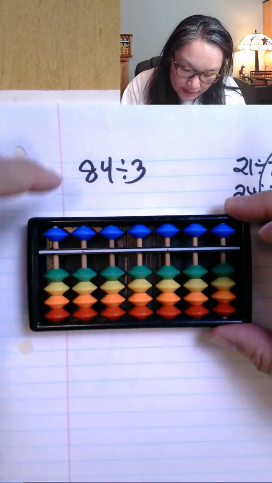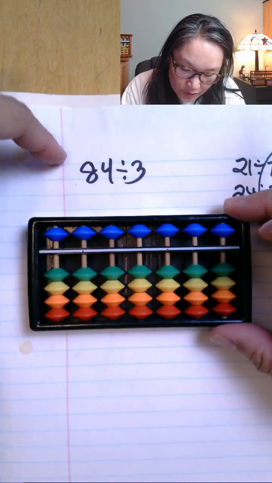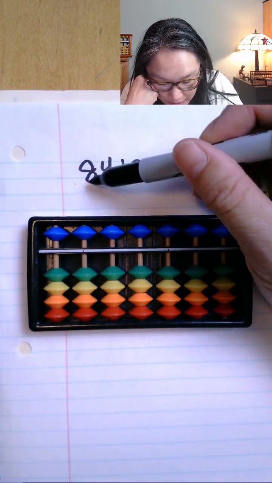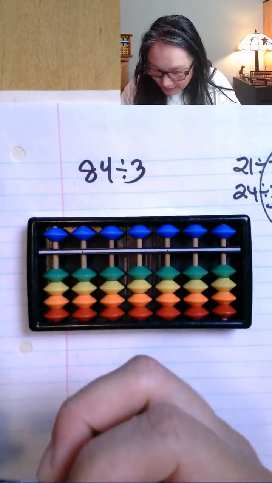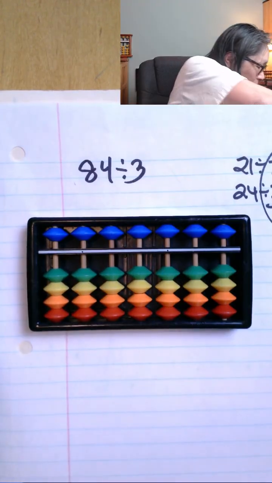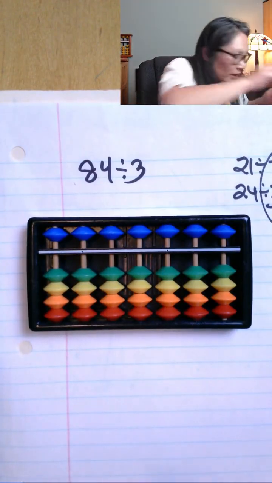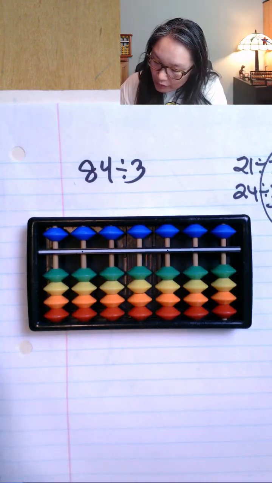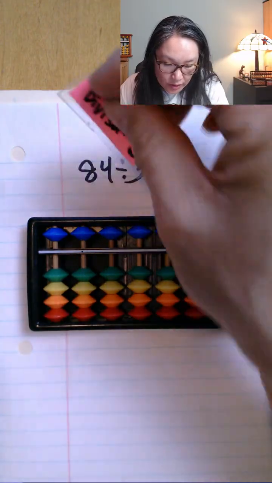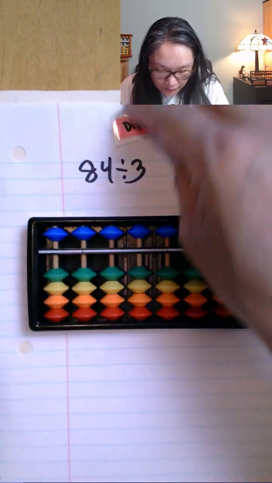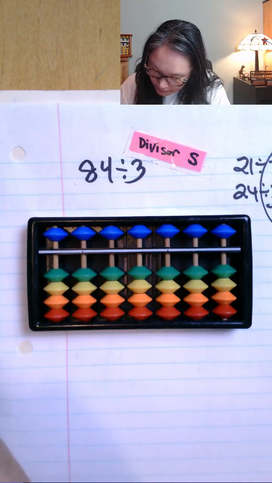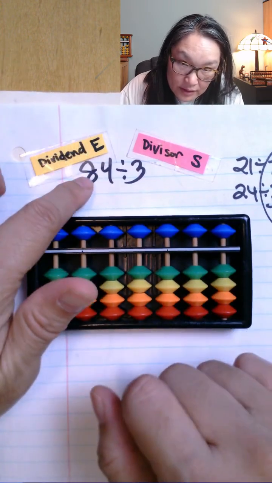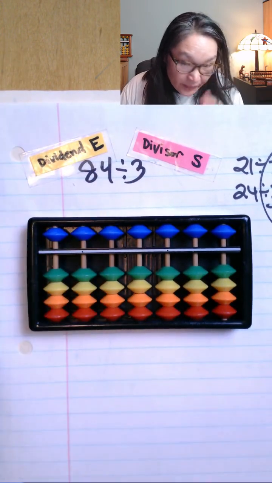The question is we have to figure out how many digits there are. When we know how many digits there are, because there is two, oh, where's my labels? I got to find my labels. We have our divisor and our dividend. And what we need to do is figure out our place value. The reason why is so then we know where to put our divisor over here and our dividend over here. So we have 2 dividends and 1 divisor.